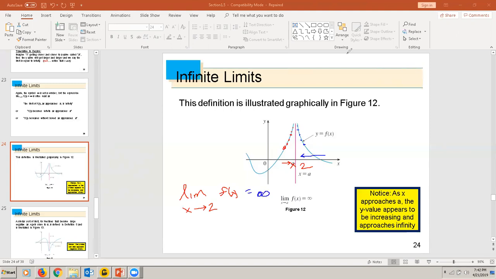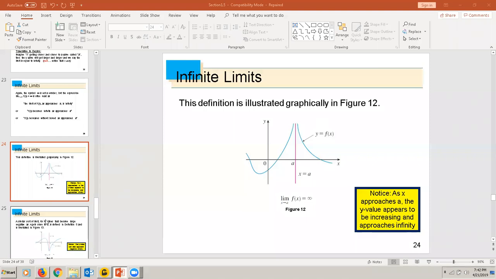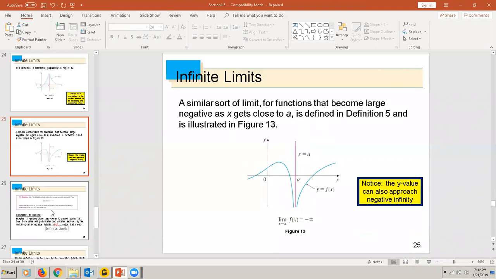All right, let me go to the next slide. It could also turn out that the y value gets smaller and smaller. So instead of the graph heading uphill, the graph might head downhill, like this slide.